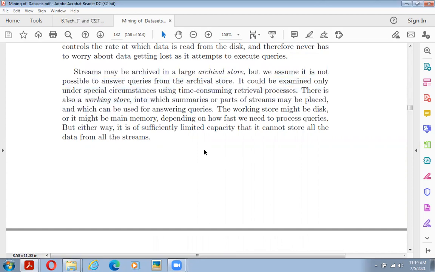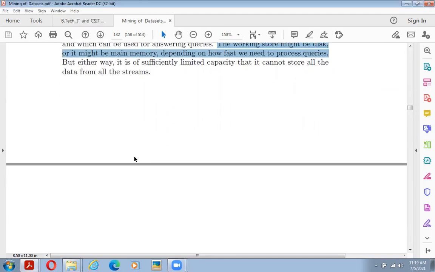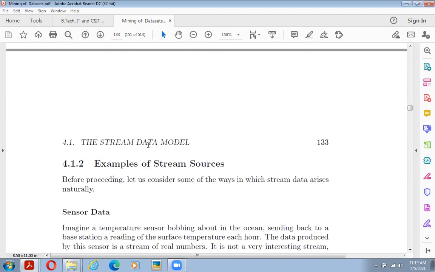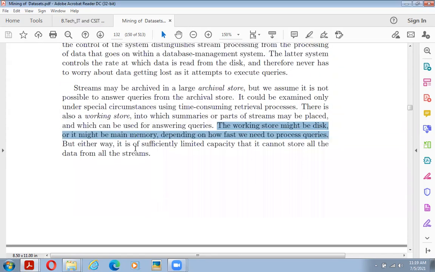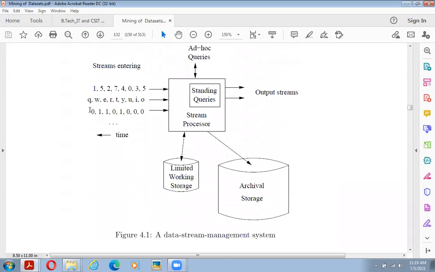In this management system, the working store might be a disk or main memory, depending on how fast we need to process the queries. But either way, we define our capacity such that we can't store all the stream data. So we understand here that we can't store this data on the main memory or the secondary memory of a single system. We need parallelism. We need cloud computing support.